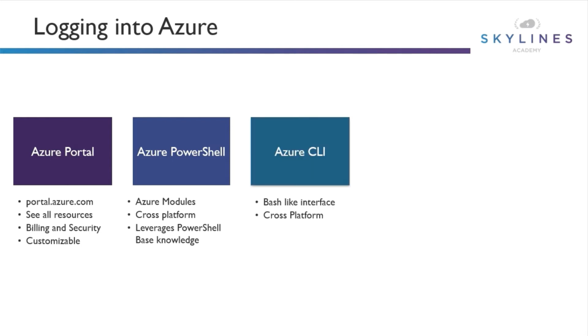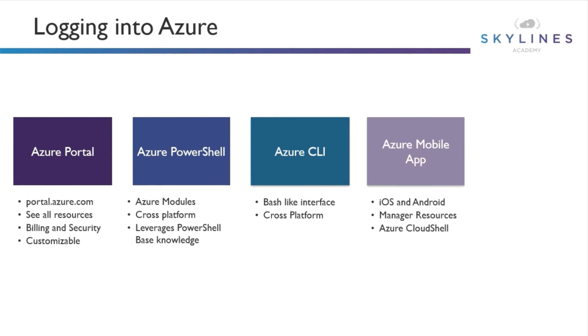Another option is Azure CLI, and this is more of a bash-like interface, and again, it is also cross-platform. Between Azure PowerShell and Azure CLI, you're able to do many of the same tasks. We'll cover both examples as we progress through the course. A relatively new one is the Azure mobile app, and this is available on Android as well as iOS devices. It allows you to manage resources in a similar way that you would from the Azure Portal. It also offers Cloud Shell, which is an Azure PowerShell or Azure CLI interface from within the Azure Portal.